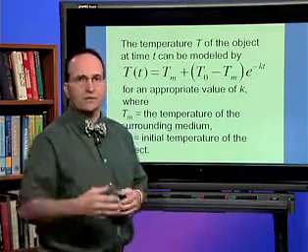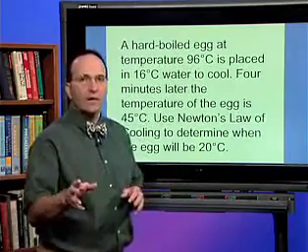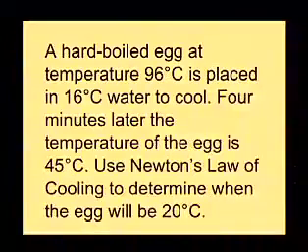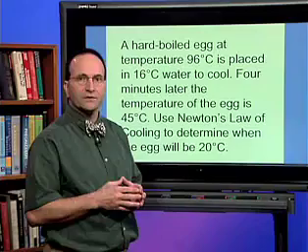Let's look at this particular one by doing an example where we have a hard-boiled egg, which is measured with a temperature of 96 degrees Celsius, and it's placed in water that's 16 degrees Celsius to cool. 4 minutes later, the temperature of the egg is 45 degrees Celsius. Use Newton's law of cooling to determine when the egg will have a temperature of 20 degrees Celsius.